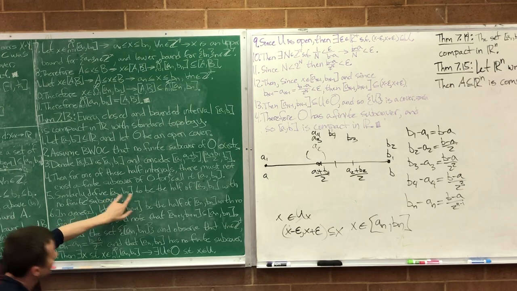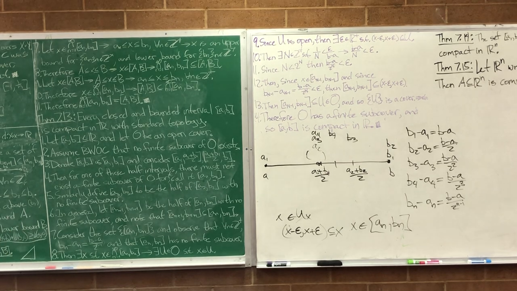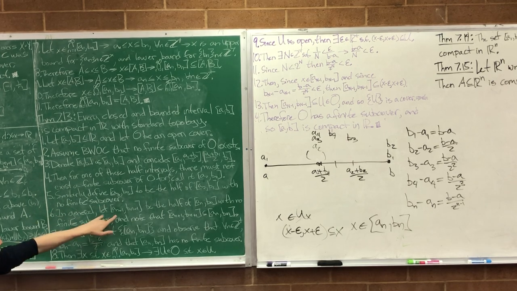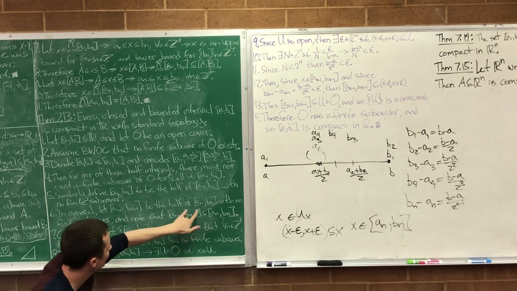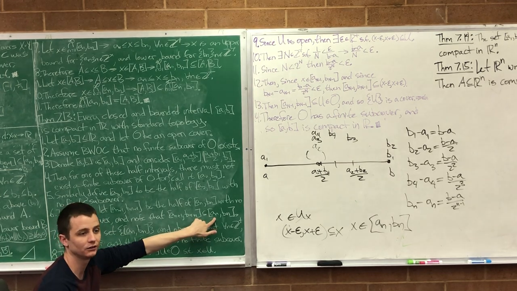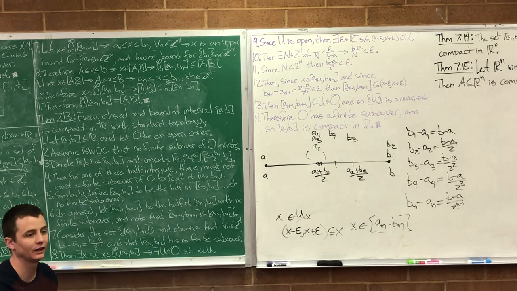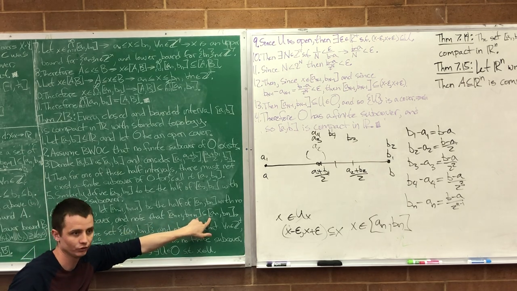Similarly, define [A3, B3] to be the half of [A2, B2] with no finite subcover. Either of those halves can lack one, but one has to be infinite, so pick the half that is for sure infinite. In general, let [A_{n+1}, B_{n+1}] be the half of [A_n, B_n] with no finite subcover. Note that it's always going to be a subset, because we're picking half of it. In other words, notice that I just created nested intervals.